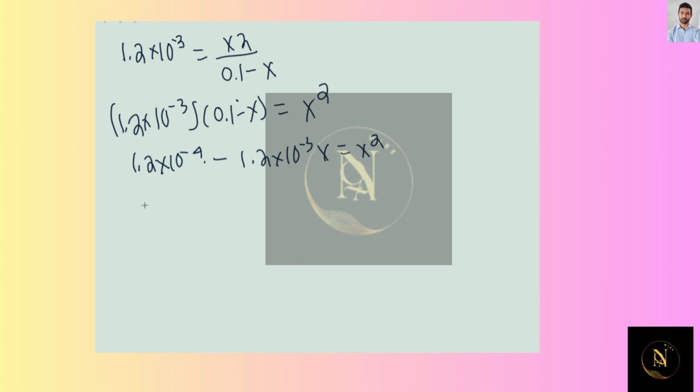Now we're going to bring that x over, and so then we have 0 equal to x squared plus 1.2 times 10 to the negative 3 x minus 1.2 times 10 to the negative fourth.